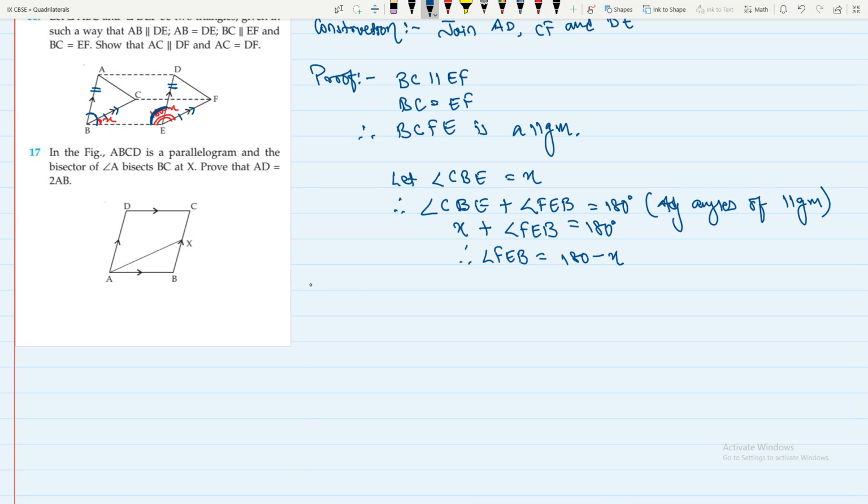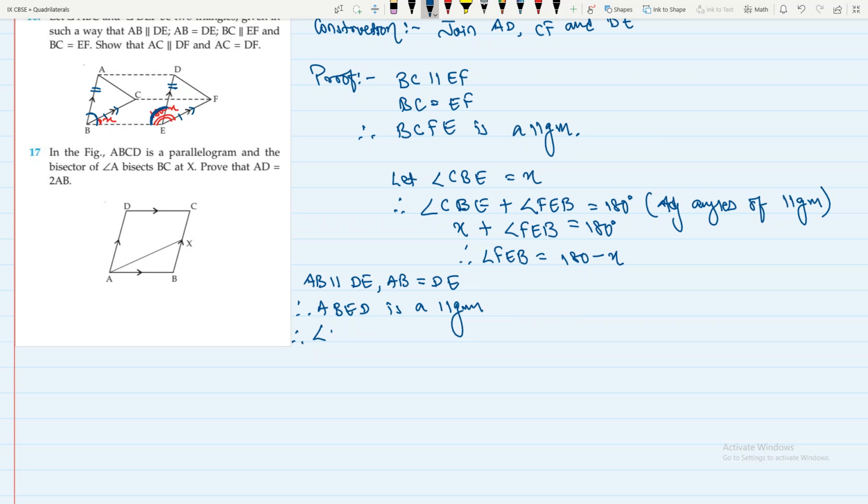So see what I'm writing over here. मैं थोड़ा सा छोटा लिखता हूं because we have to keep the figure in front of us. So I'm writing that AB is parallel to DE and AB is equal to DE. Therefore, ABED is a parallelogram. ठीक है. Therefore, since one pair of opposite sides is equal and parallel, ठीक है, वो लिख सकते हो तुम.